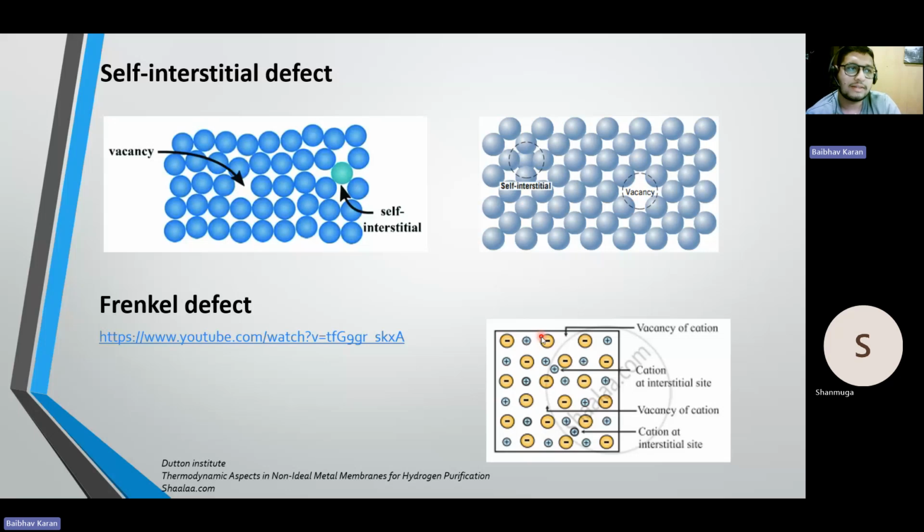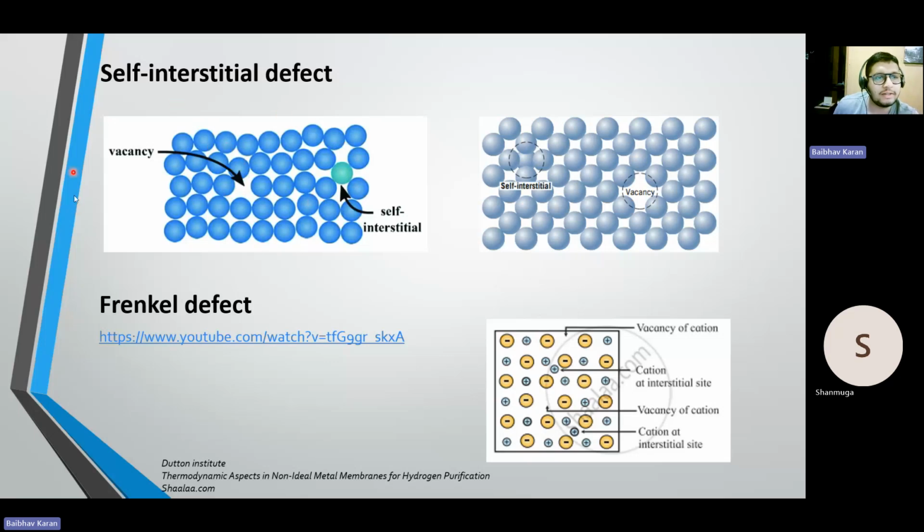And there is a term called self. That means within the material or within the crystal structure, there is an atom which is missing, and this atom is sitting at a different position other than the lattice site. This is known as self-interstitial defect. Like there is a creation of vacancy, and this atom which is vacating here is sitting in a different position. This is known as a self-interstitial.